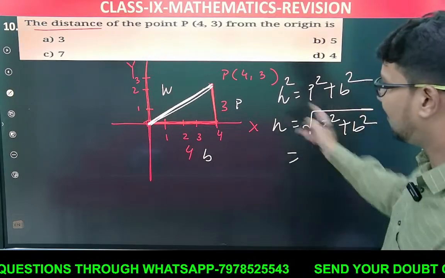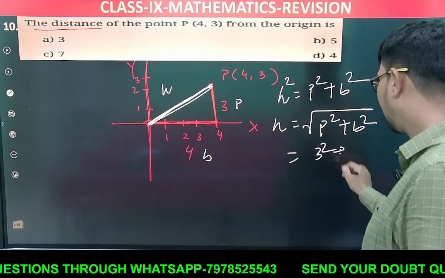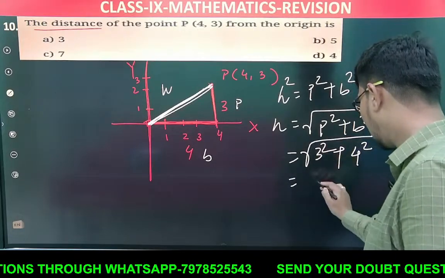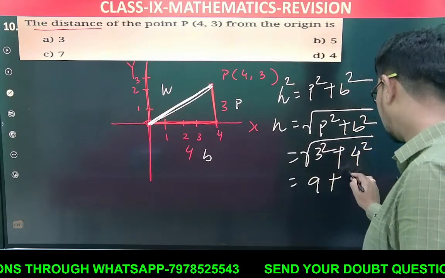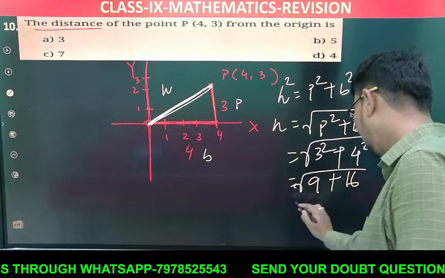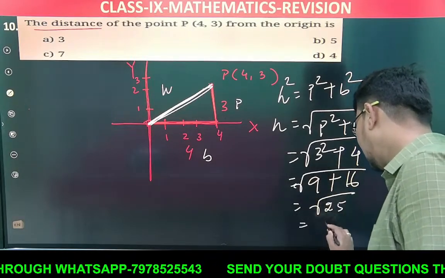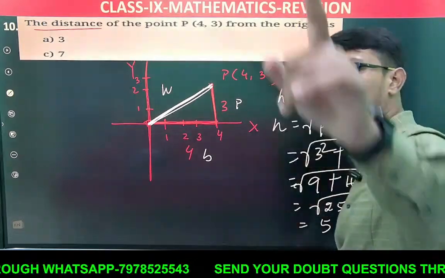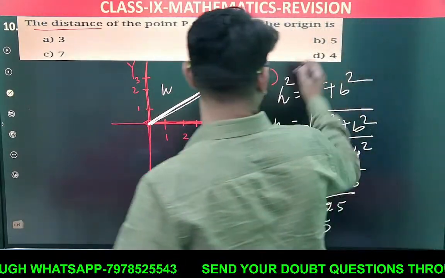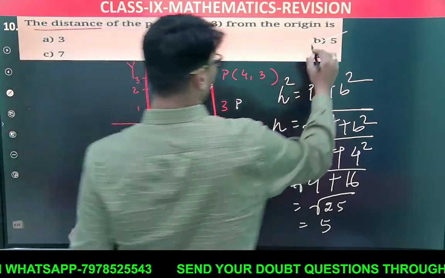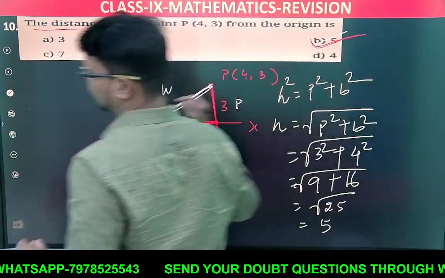Okay, so P value is 3 square plus B value is 4 square. So 3 square is 9 plus 16, which is the square root of 25. And this is 5 units. Where is 5? Yes, this is 5. So option B is the correct answer.